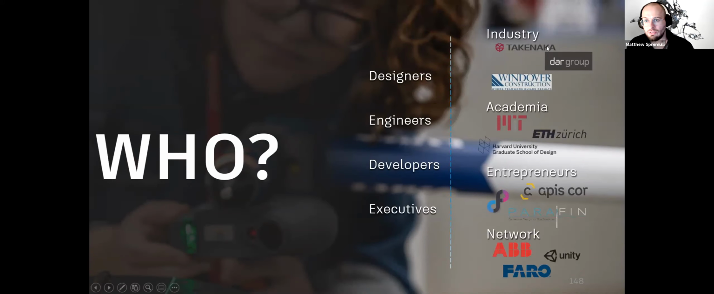So we have industry groups like Takenaka, which is in the program. We have big companies like Unity, which are joining. We have Harvard and MIT. And we have lots of other groups, even robotics companies like ABB, and scanning and lasers like Faro.